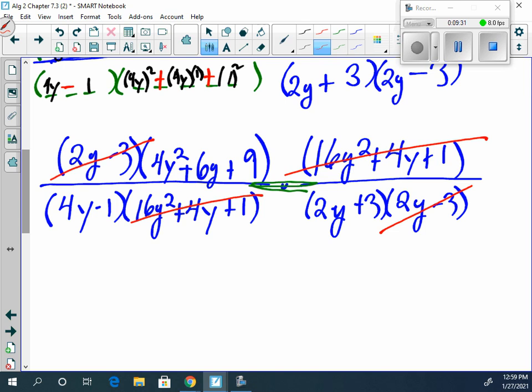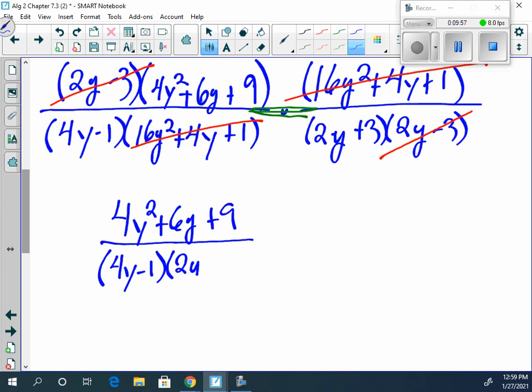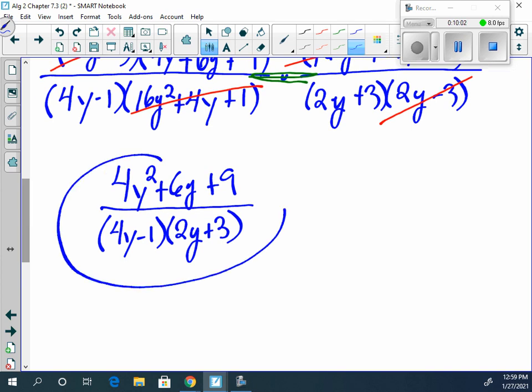Into y minus 3. Anything else? Well, no, that's about it. That's all that's in common on top and bottom. So what that leaves us on top is 4y squared plus 6y plus 9. And on bottom, we're left with 4y minus 1 and 2y plus 3. This is all that we have left.